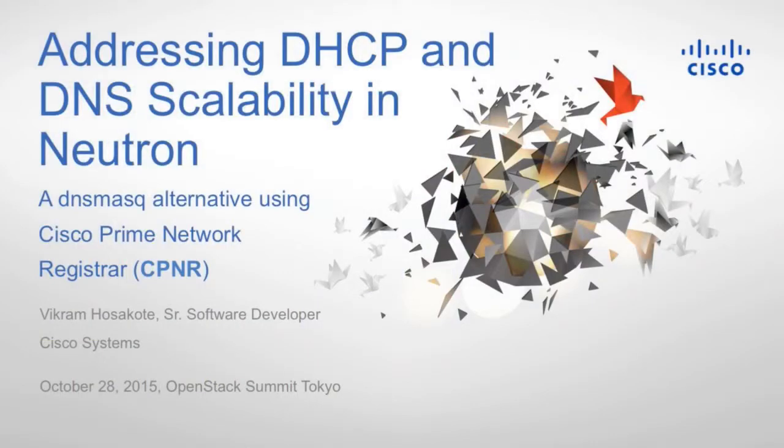So I'm going to be talking about replacing Neutron's Dnsmasq with Cisco's product called Cisco Prime Network Registrar, and I'm going to cover the different areas in the product, like design, architecture, and scale numbers. And please feel free to ask any questions you have. Let's get started.